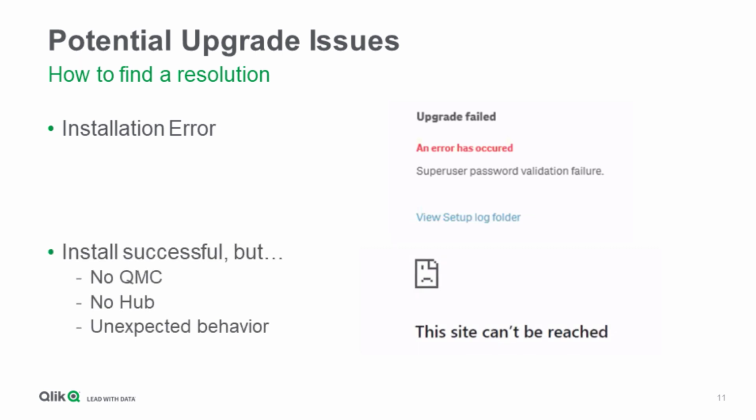The second one is the installer says that you've upgraded successfully to target release. However, when you start up your services, you can't access the hub, you can't access the QMC, so the platform seems to be down, even though the Windows services are up and running. Okay, well, let's jump to the demo. What did you want to show us first?